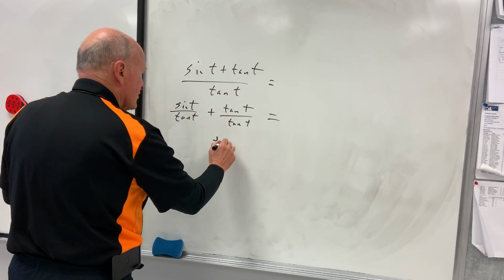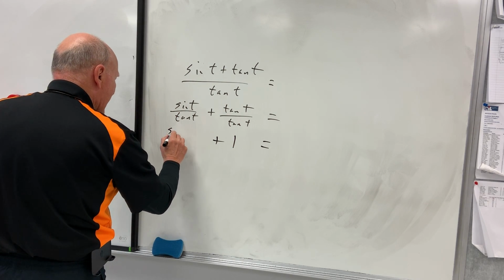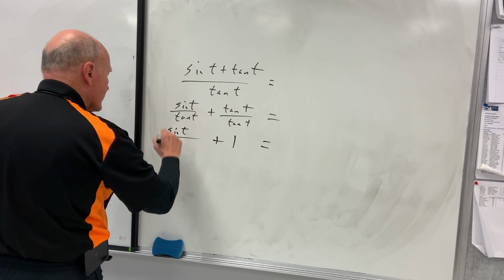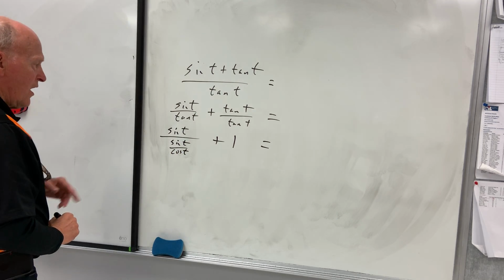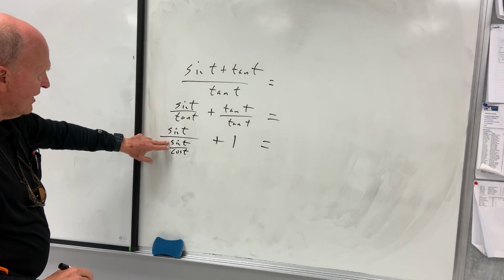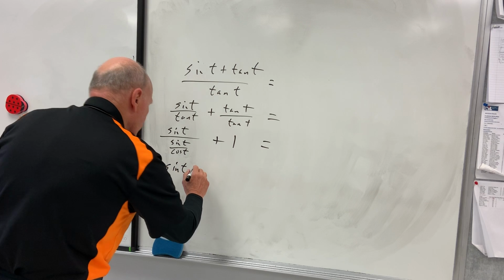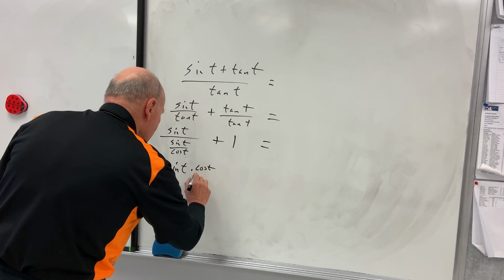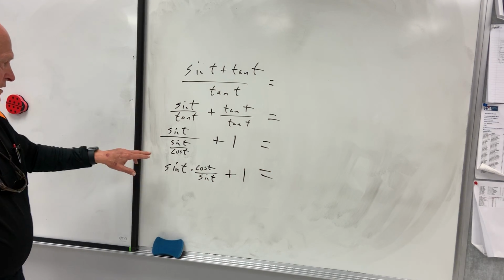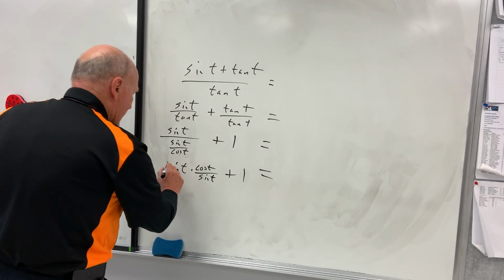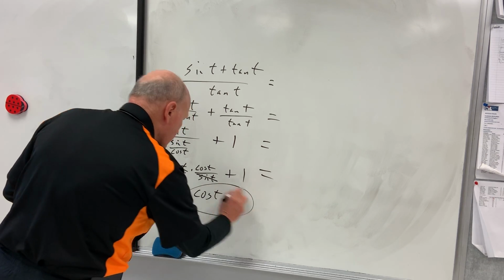Now, this is nice because I know that this is going to be 1. Over here, I've got sine t over, and we know that tan t is sine t over cosine t. I also know that divide means to multiply by the reciprocal, so I have sine t times the reciprocal of this, which would be cosine t over sine t, my plus 1 out here. All right, I see now that the sines will cancel out, and that will leave me cosine t plus 1 for an answer.